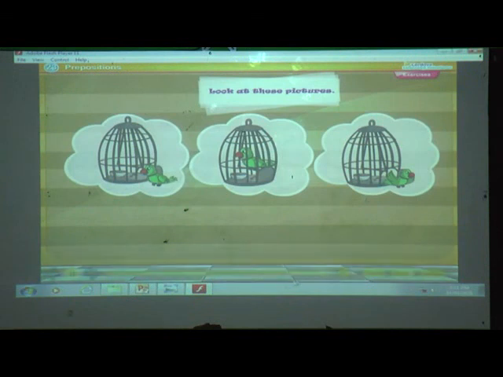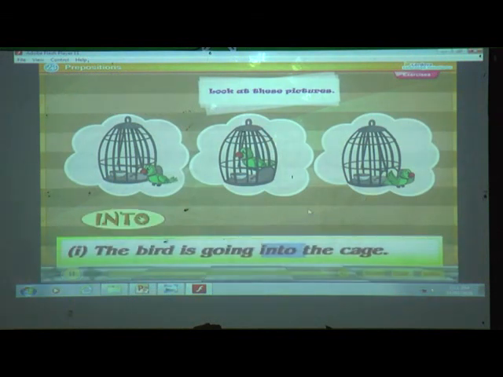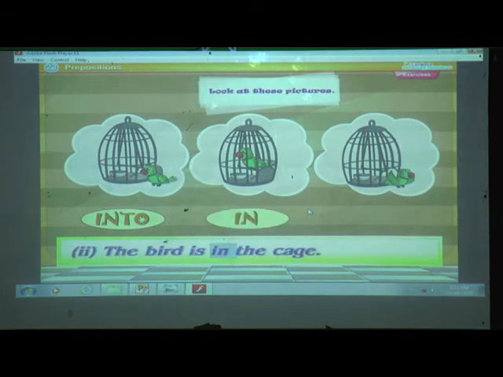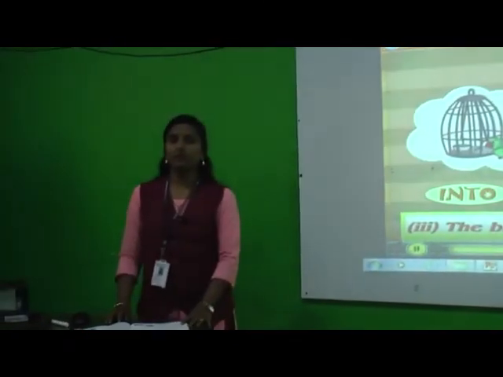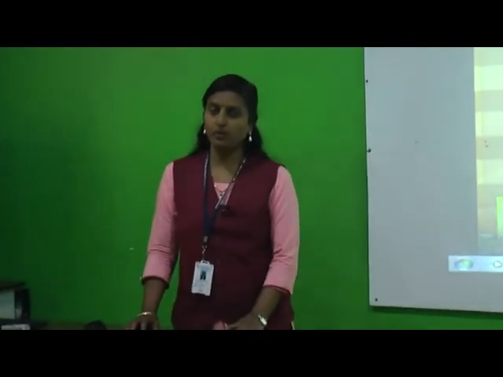In, into, out of. Look at these pictures. Into, the bird is going into the cage. In, the bird is in the cage. Out of, the bird is coming out of the cage. So in this way we have finished with our lesson number 22 part 2. The remaining prepositions we have finished in today's session, and I hope that you know many of the prepositions now.